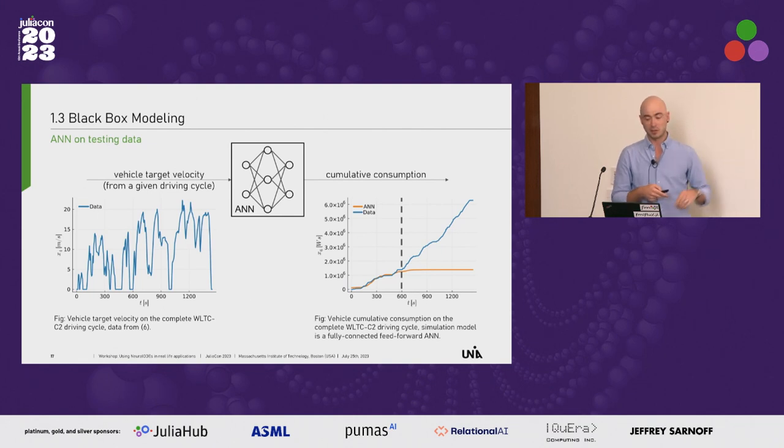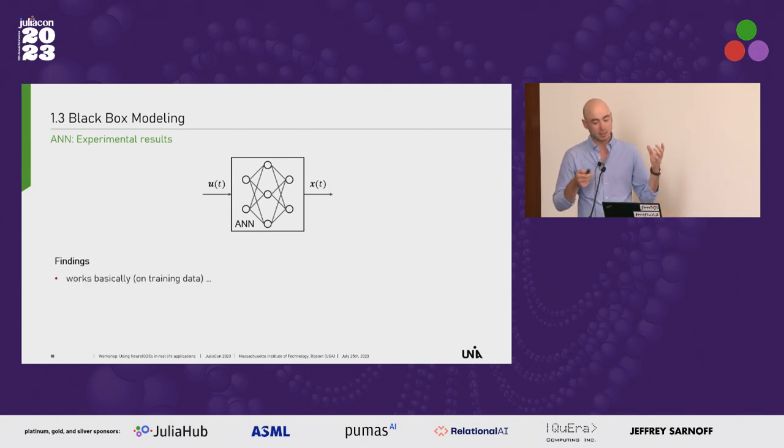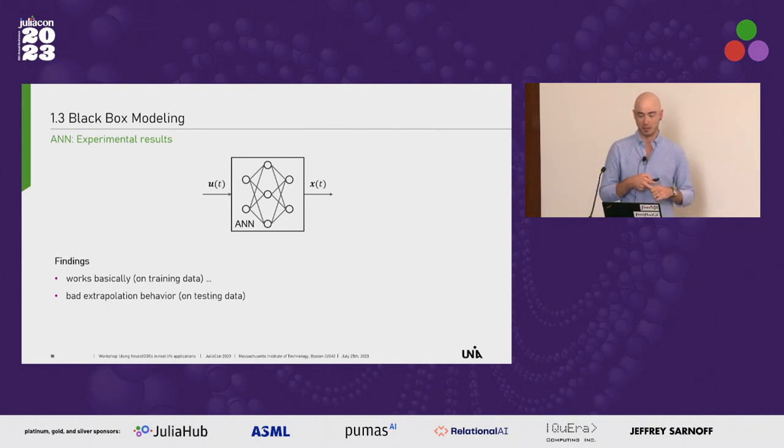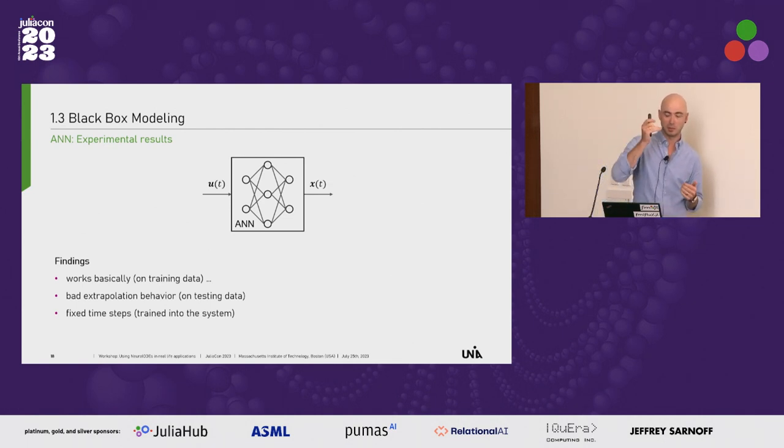So let's conclude our first steps with the data-driven approach. We find out that basically it works as long as we are staying inside our known data region. Extrapolation is in general quite bad. Also, we are training fixed time steps into our neural network. So if I feed the ANN with inputs that were sampled with one sample per second, I get outputs with a sampling frequency of one sample per second. And if I want to use some other sampling frequency tomorrow, I will get unexpected results if I ignore this.